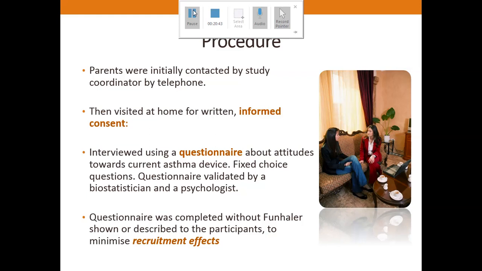So the questionnaire was completed without the Funhaler. The Funhaler wasn't shown to them, it wasn't described to them, because they wanted to minimise recruitment effects. So they didn't want it to sort of bias whether people then decided to take part in the study or not.